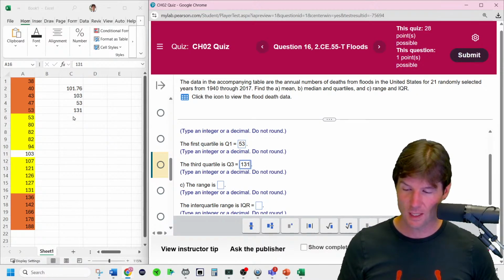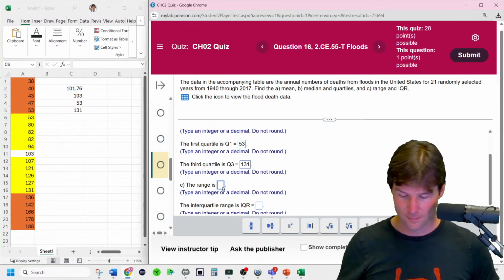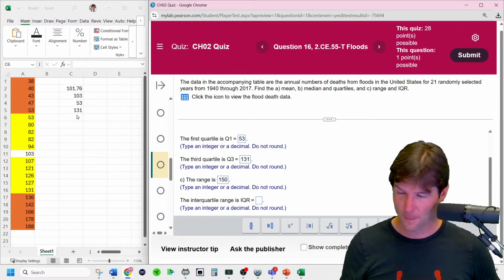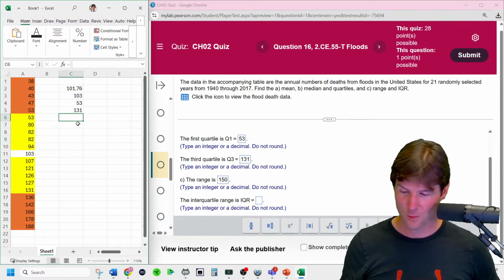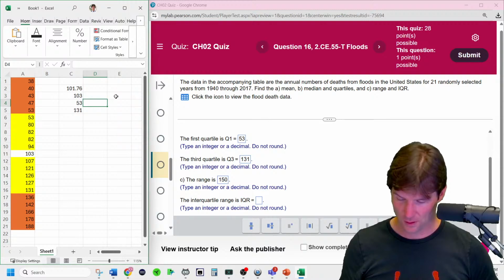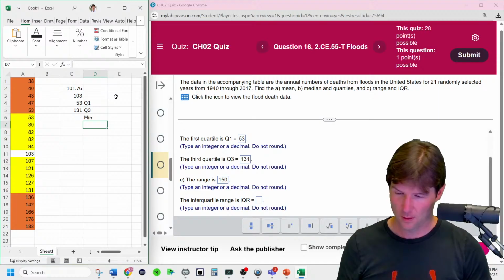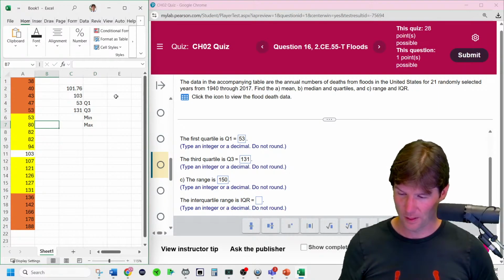The range of the data, we can find that here, but how do we get the range? The range is 150. Can anyone tell me how to get the range? And if this is Q1, this is Q3, that's going to help us later. What is the formula for the range?